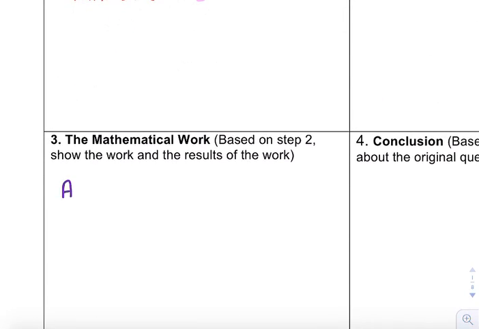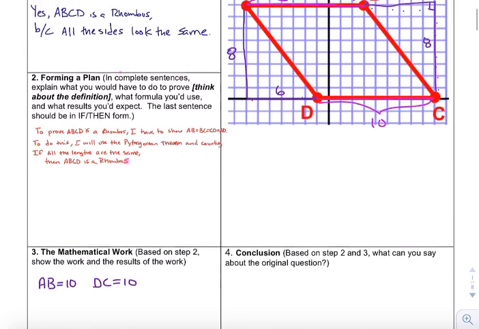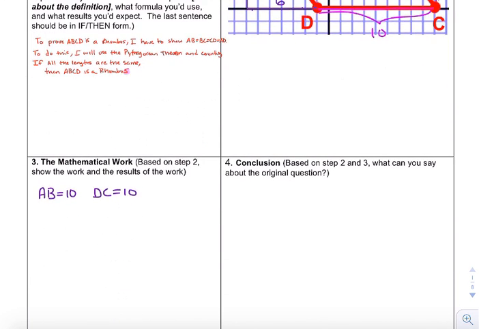So for AB, it was easy. That's just 10. Again, I just counted that along the top. DC, I'm also going to count. That's just the bottom. The ones I actually have to worry about are going to be the AD, the left-hand slanted side, and the BC, excuse me, the right-hand slanted side. Now for AD, I said I was going to use the Pythagorean theorem, and so let's do that.